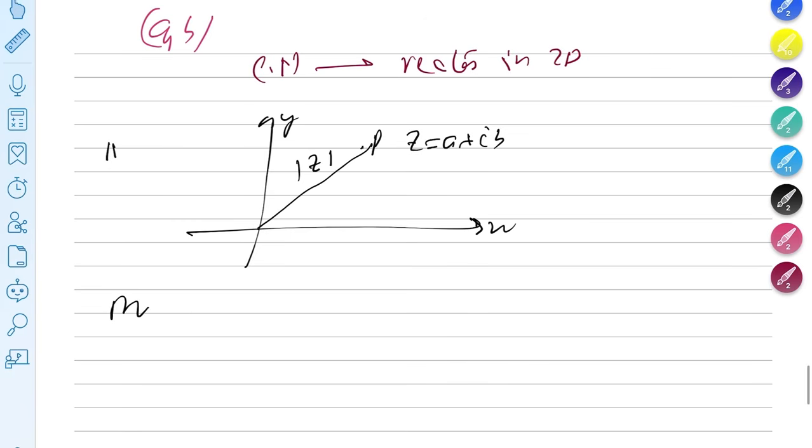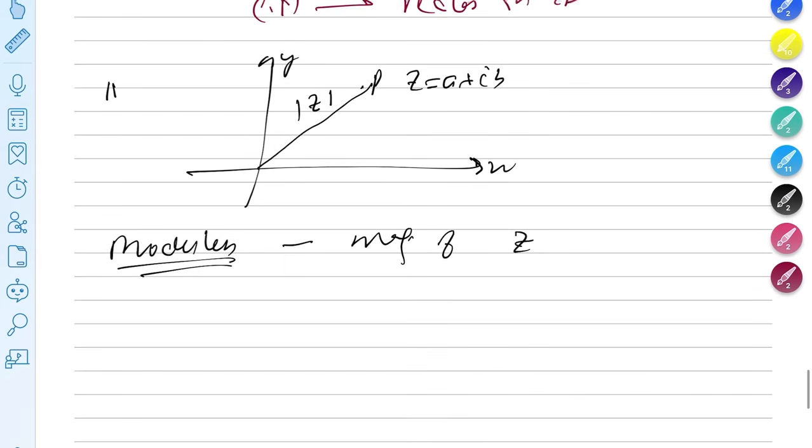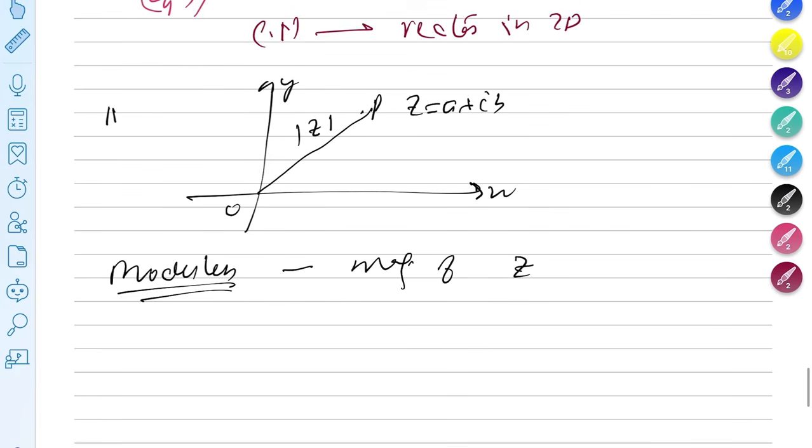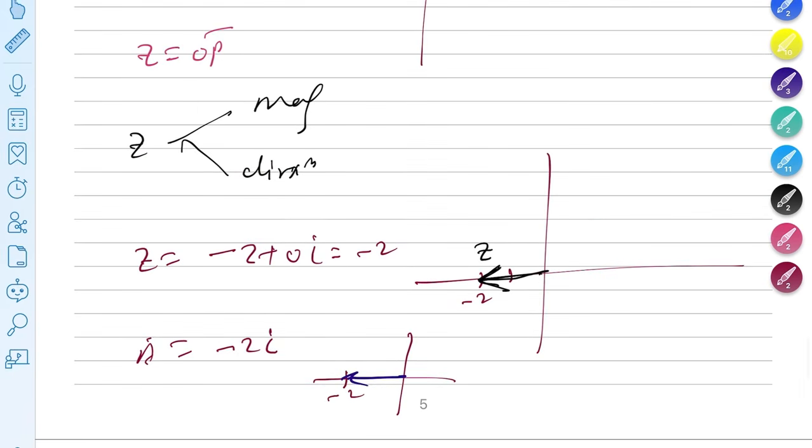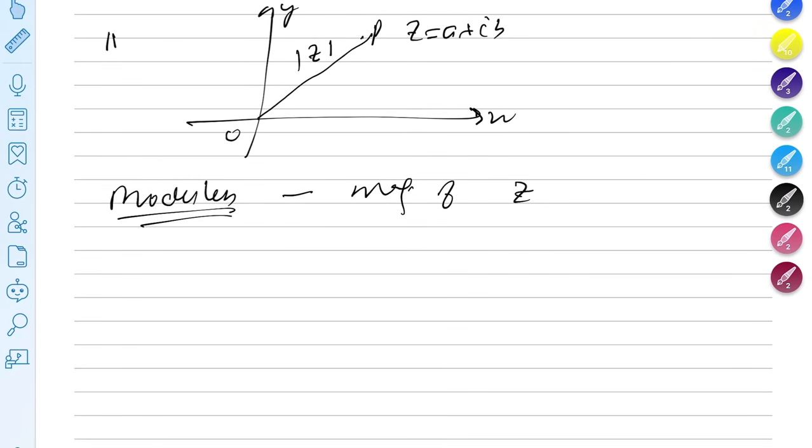So what is the magnitude? Magnitude is nothing but the modulus. What is modulus? Modulus is the magnitude of the complex number. Got it? As I discussed, the complex number has both magnitude and direction, and in the same way the modulus is called the magnitude. And this is represented as mod z, the magnitude of z, and it is the distance of the point P from O. So this is nothing but the distance OP, the distance of P from the origin.